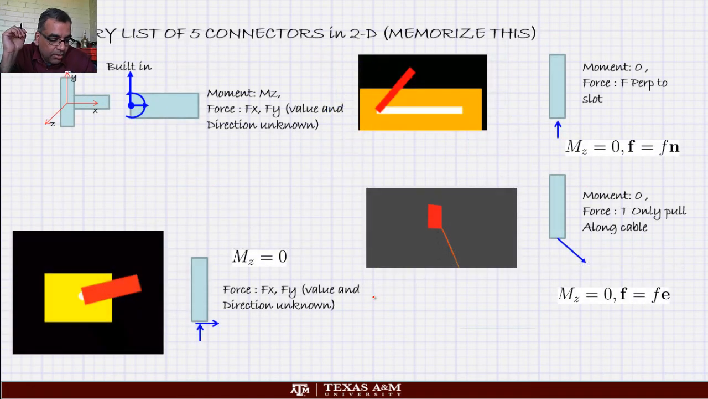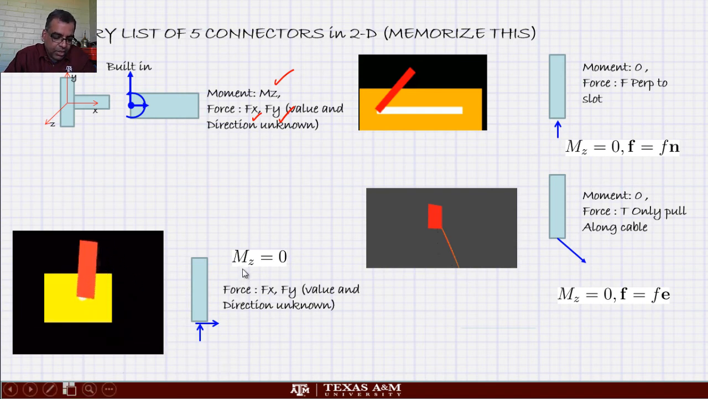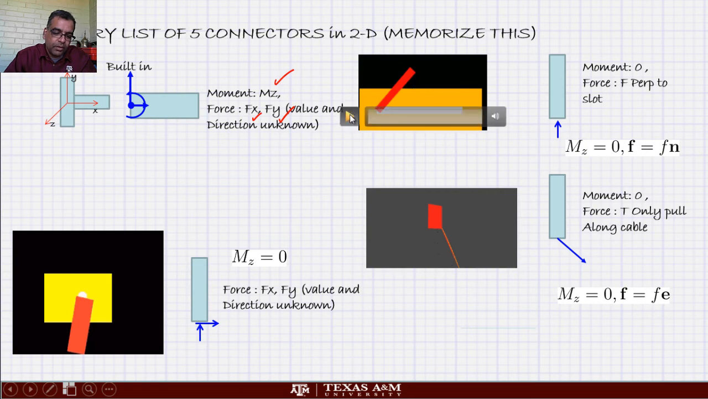So finally, we have all our kinds of joints. So built-in joint, you have moment, you have X force, you have Y force. Value and direction are unknown. Okay, the minute you go here, a pin joint, torque is 0, but X force and Y force are there. These two prevent this point from moving. The torque being equal to 0 allows this to go back and forth. That's our pin slider, and as well as our wheel joint.